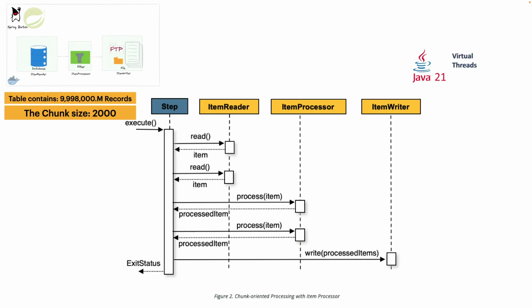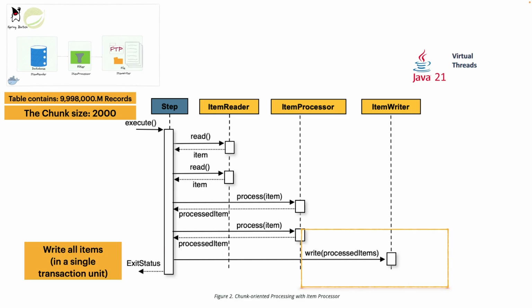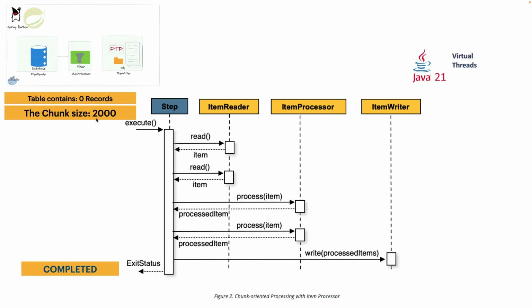Then we repeat it again, okay? We set the chunk size, it's the same. We read all the records until we reach the chunk size. We process all the records until we reach the last one, and then we write them as a single unit of work. And we repeat it until the last record. So now let's suppose that the remaining record is 0, and our chunk size is 2000, and we can understand that we reached the last one and the exit status of our job is completed.